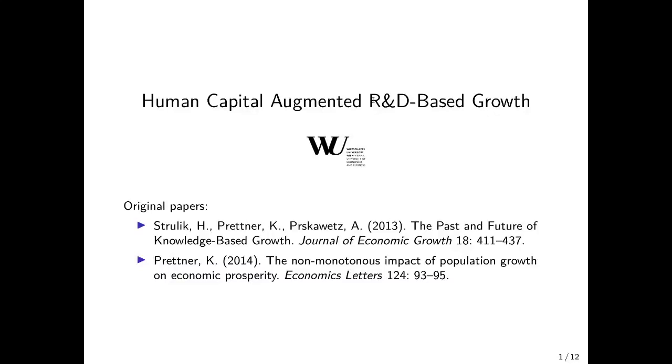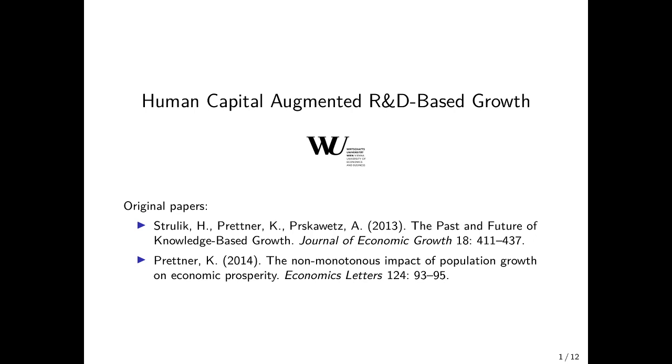Now, in this lecture, we introduce human capital to the research and development based growth model, and we show that in doing so, we can eliminate even the weak scale effect. This makes the model then more consistent with the empirical observations since the Second World War, when population growth and economic growth have rather been negatively associated.